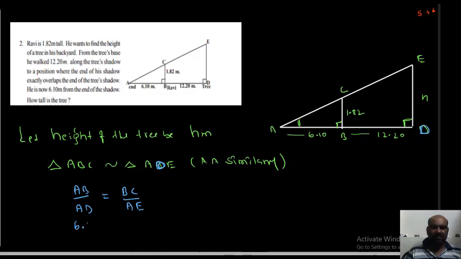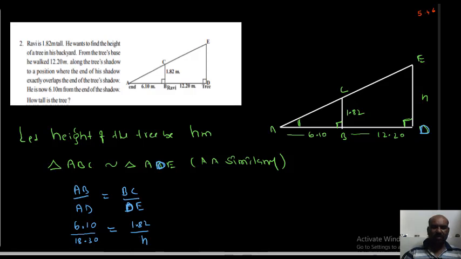I can write 6.1. By AD means that is 18.30. I will write 18.30 directly. 6.10 by 18.30 I can write. 12 plus 6 is 18, 20 plus 10 is 30, 18.30, correct only. So this is equal to BC, BC means 1.82, by DE. Something I wrote wrong, BC by DE, not AE. DE, that is H.